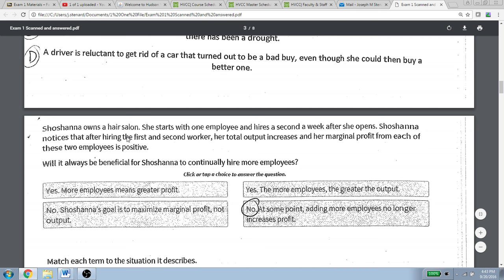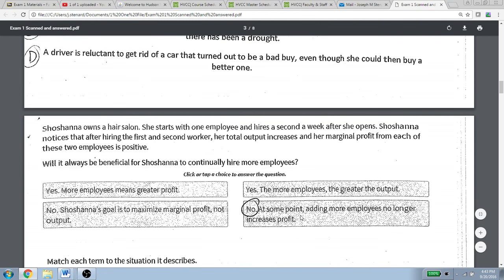It doesn't tell us what happens. We only know that it's positive. Will it always be beneficial for Shoshana to continually hire more employees? No. At some point, adding more employees falls into the law of diminishing marginal productivity.